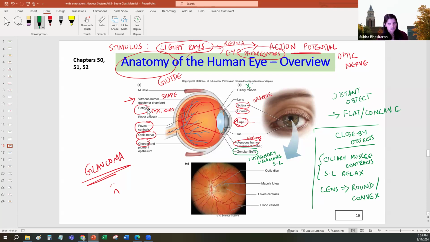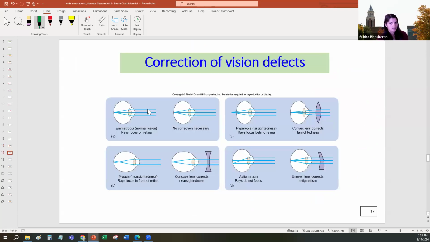So with this, let's look at this. Emmetropia means normal vision. What does normal vision mean? If I bring something close, the lens becomes round. If I take it far, it becomes flat. No issues, correct? That's emmetropic normal vision. What about this one? Myopia.